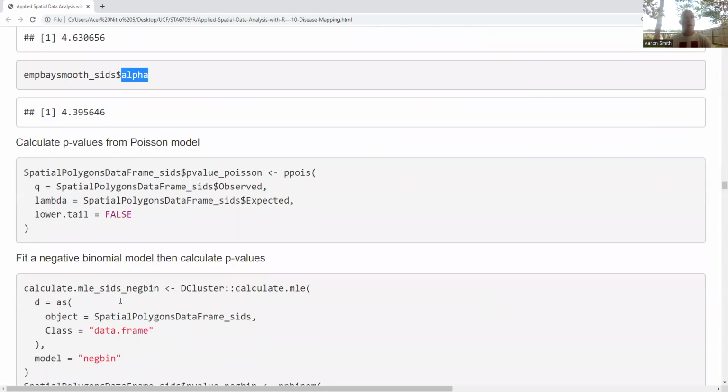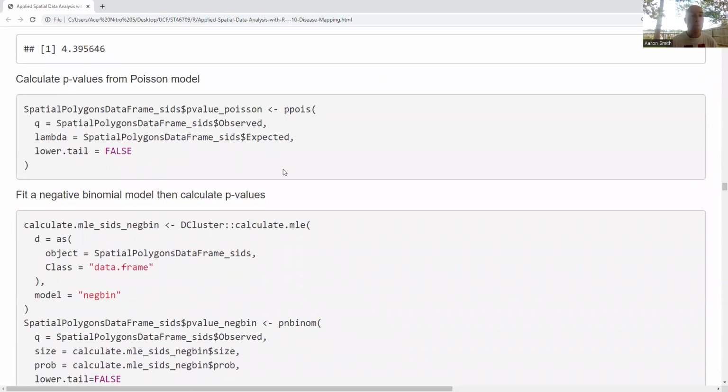So now let's go ahead and calculate p-values doing this. What I'm going to do is take the cumulative distribution of the Poisson distribution. Here are our quantiles of the observed. Our expected value is the expected value. And I'm going for a p-value. So I'm going to say lower tail equals false.